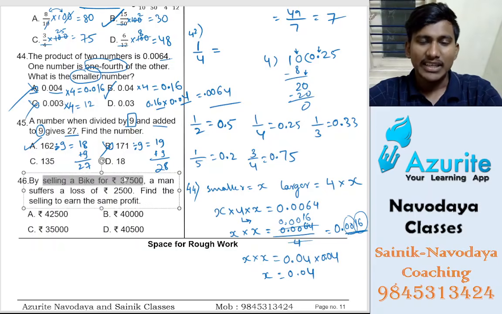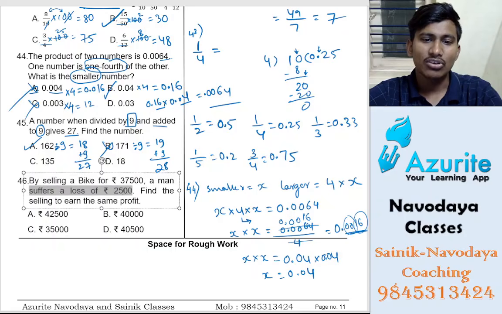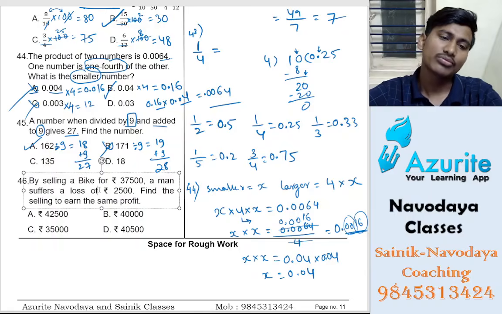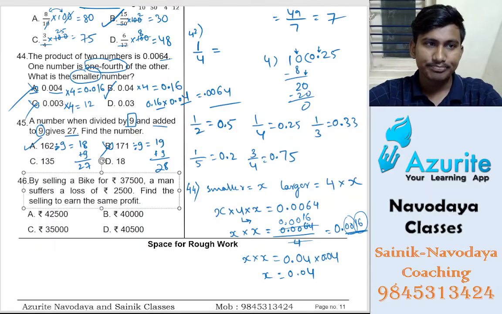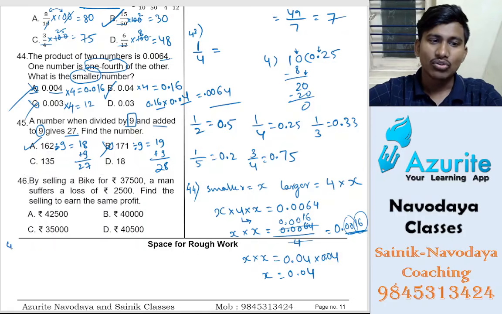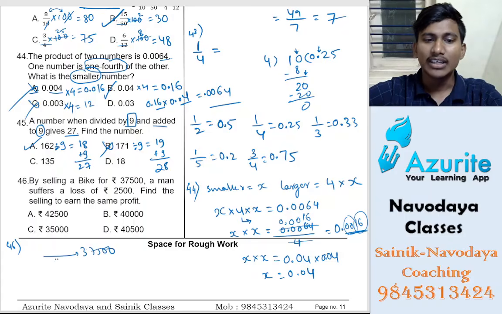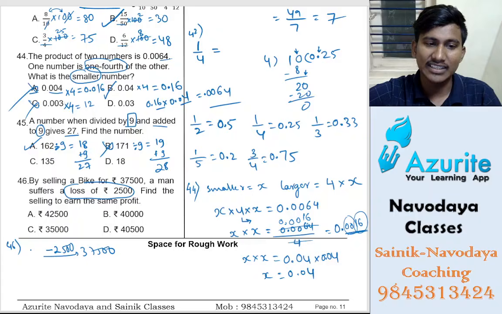So see students, next question 46. By selling a bike for 37,500, a man suffers a loss of 2,500. Find the selling price to earn the same profit, that is 2,500 profit. If you want to find how much he should sell, we already know he sold for 37,500 and the loss is 2,500 here.